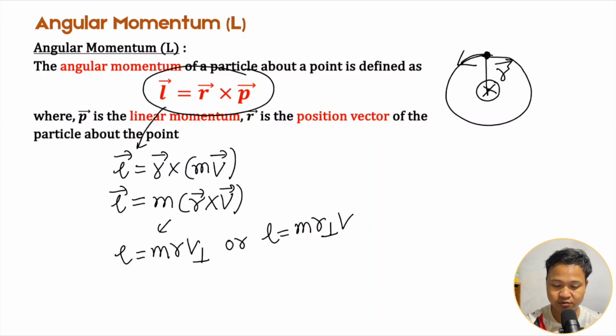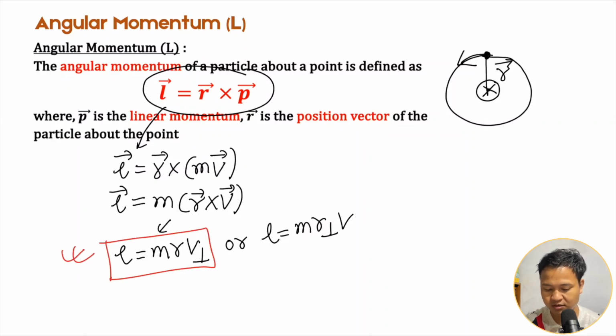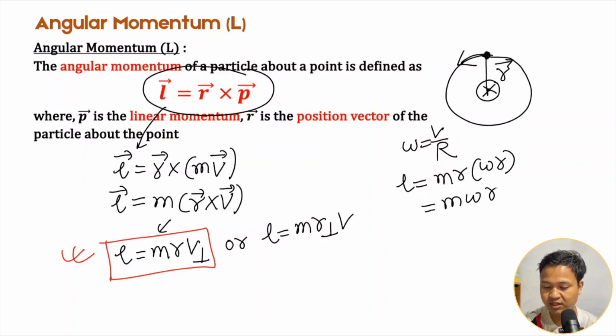Okay, so there is one thing you can remember: m r into v perpendicular. If the motion is circular motion, then I can write omega equals v by r. In case of circular motion, angular momentum will be m r into v, which is omega into r, so I will have here m omega r square.